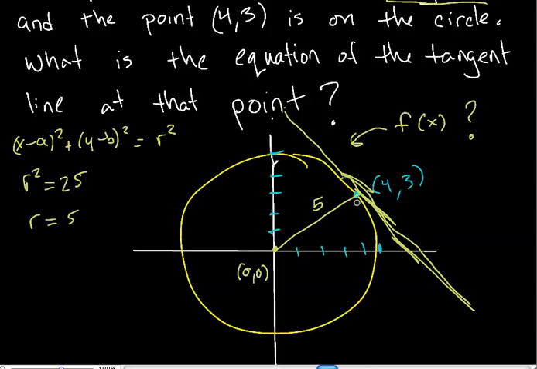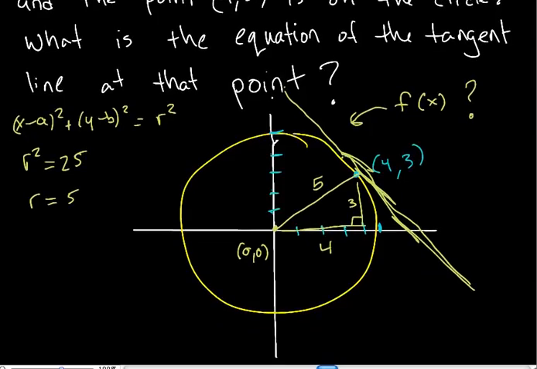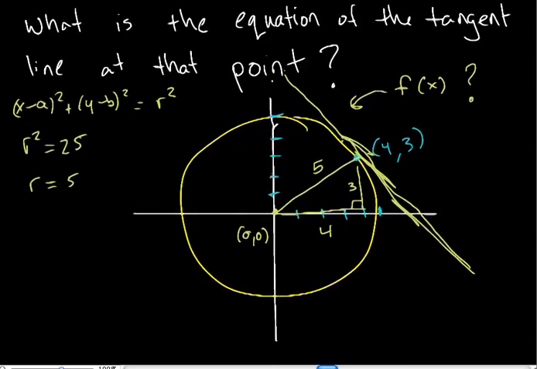And how high is it? It's 4. Sorry, it's 3. How long is it this way? How long is this base? It's 4. It's a 3, 4, 5 right triangle. That's one thing to look at. We don't really need to worry about that for this, though.